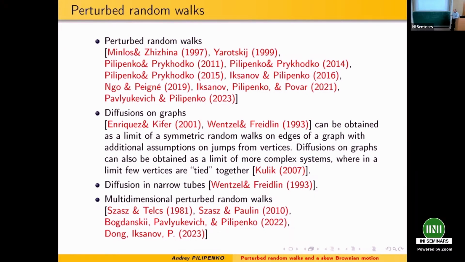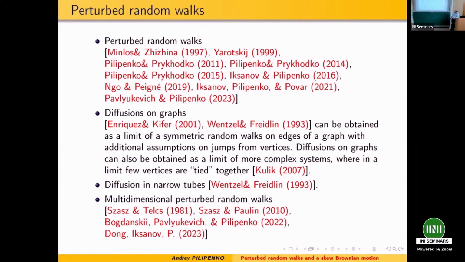Today I will consider not only random walks on R, but also the more general case of a random walk on a graph. Let me mention a few works, like by Increments and Kiefer, and diffusions that were constructed by Wenzel and Freidlin on a graph. Sometimes the limit object will be a Walsh Brownian motion. I will tell what this is a little bit later.